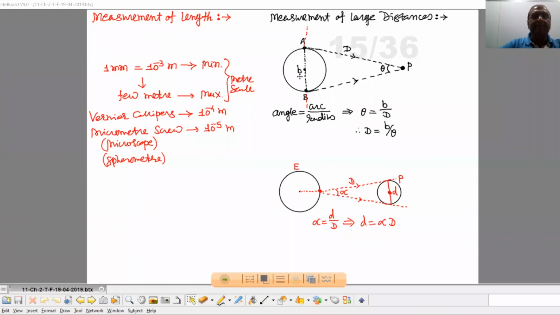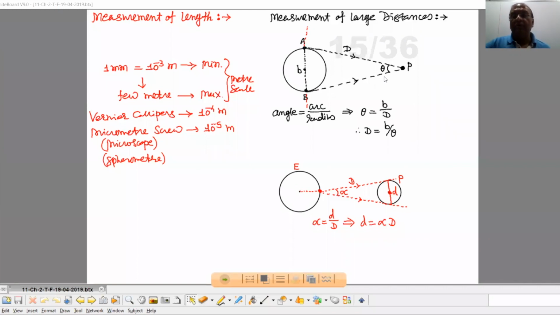Now the distance between these two points of observation is called the base, denoted by B. The angle subtended at the planet by this base is represented here as theta. This theta is called the parallax angle.